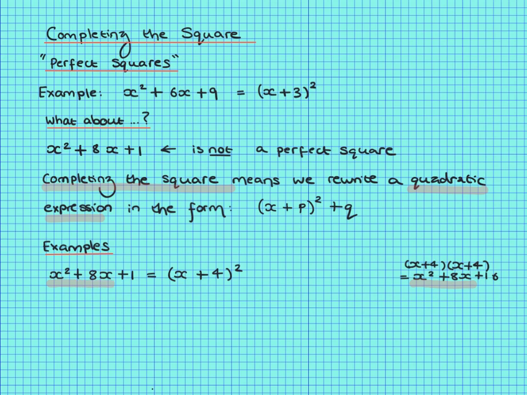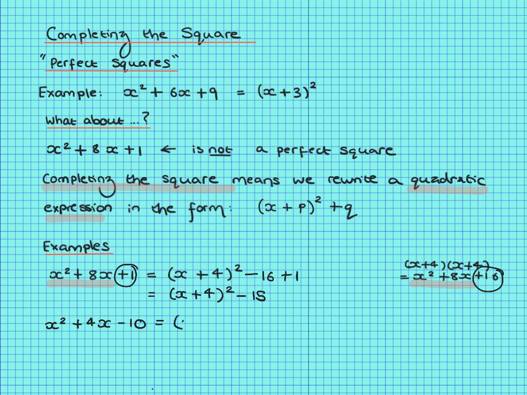Now, I need to adjust this, so I'm going to subtract the 16 that I don't really want here, and I'm going to make sure I add on the 1 that I do want. So this gives me my expression in completed square form, x plus 4 all squared minus 15. Let's try another example. So we're going to look at x squared plus 4x subtract 10.